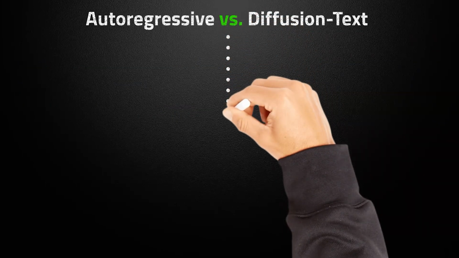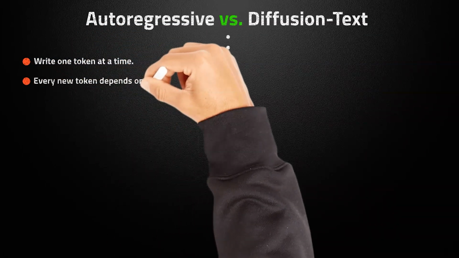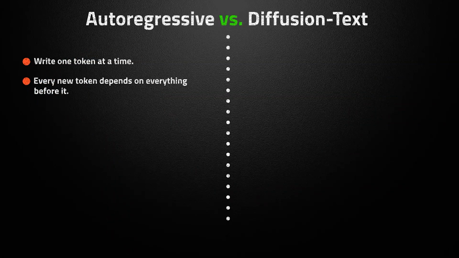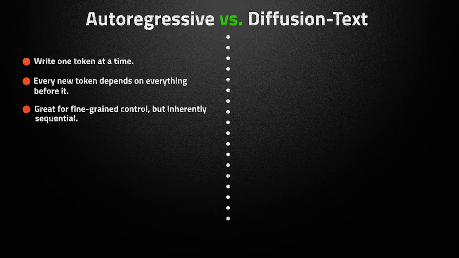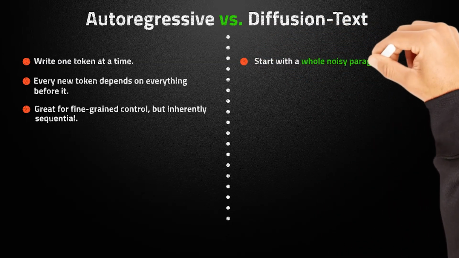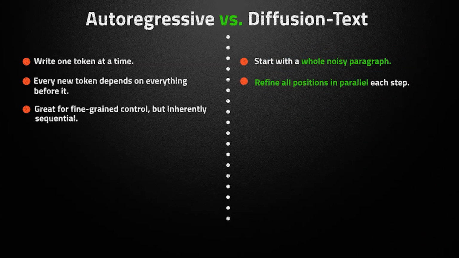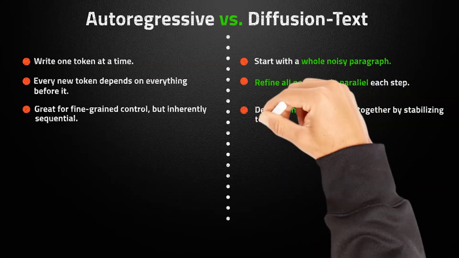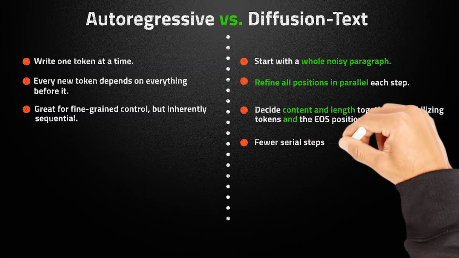In summary, an autoregressive LLM writes one token at a time, where every token depends on everything before it. It's great for fine-grained control, but inherently sequential. Mercury, on the other hand, starts with a whole noisy paragraph. It refines all positions in parallel at each step. It decides the content and the length together by stabilizing tokens and the end of sequence position. It takes fewer serial steps, resulting in lower latency and higher throughput on modern hardware.